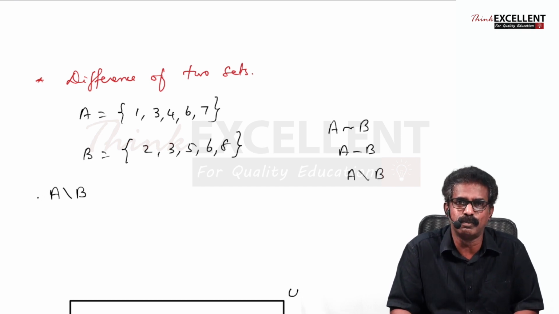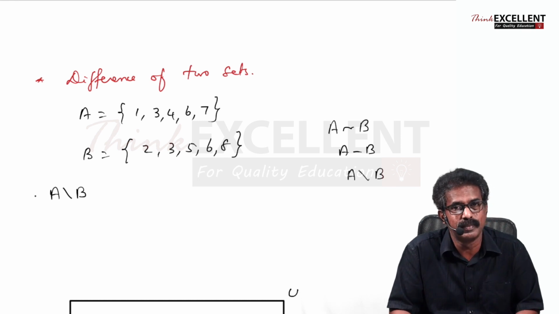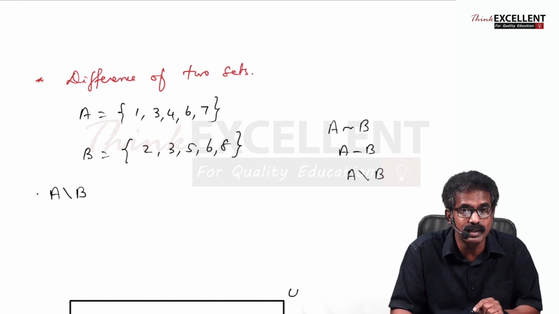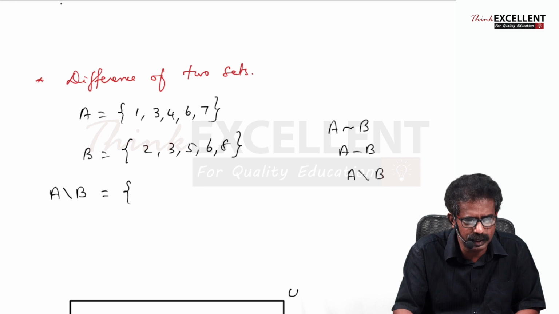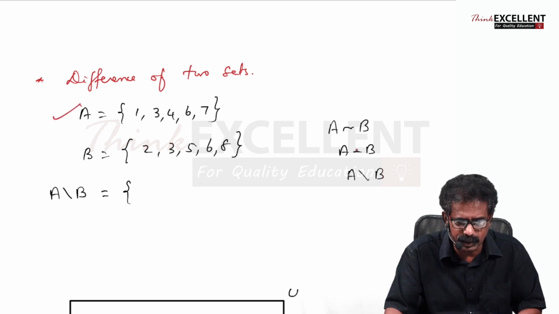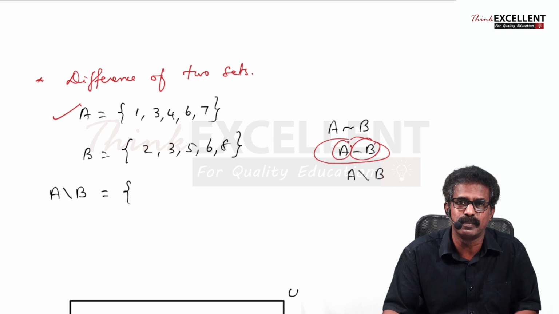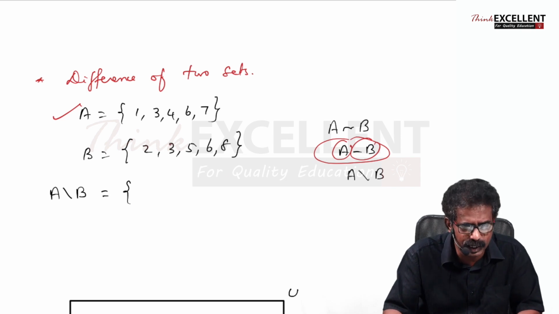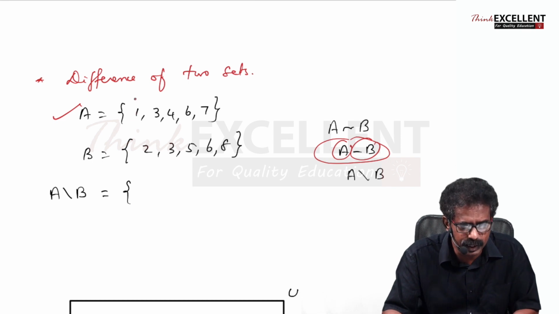How to find A difference B? Elements in A but not in B. Can you find out? You have to tell me the elements which are in A. It should be in A but not in B. See, because A minus B: it is in A, minus B means not in B. Can you say an element which is in A but not in B? Can you take 1?